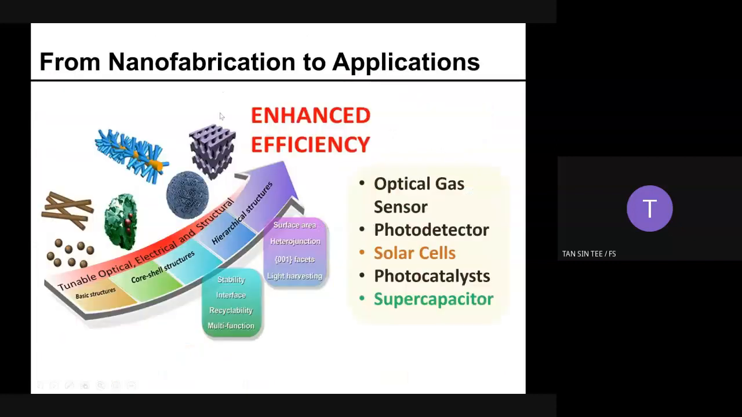So from nanofabrication to application, there are a few properties that we are looking for, which are not limited to optical, electrical, and structural properties. This is how we are going to make a decision on how we can alter our nanostructure into a different structure that is able to fit any of the applications here.